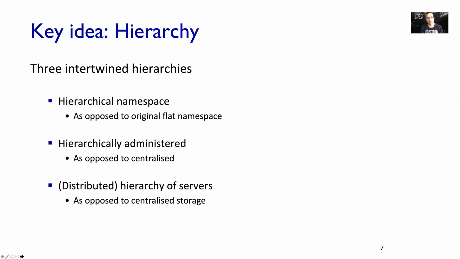So there are actually three intertwined hierarchies. The first one is the actual namespace itself. So how do we organize the naming of the domains? That also is hierarchical. As you already see, www.unsw.edu.au, right? So you already see that hierarchy. Then we have the administration itself, which is hierarchical. So who's managing what part of the namespace is also hierarchical. And then the actual servers that are holding these records are also distributed.